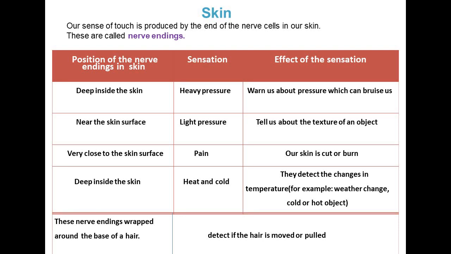Now the nerve endings deep inside the skin are sensitive to heat and cold and detect changes in temperature, for example any weather change, or a cold or hot object. Lastly, the nerve endings which are wrapped around the base of a hair detect if the hair is pulled or moved.